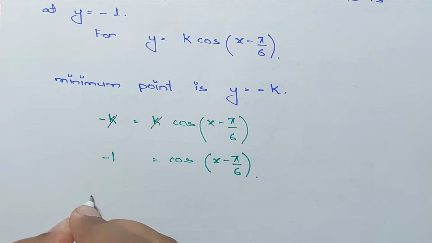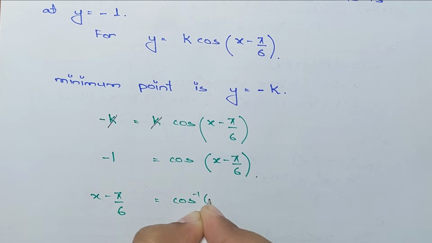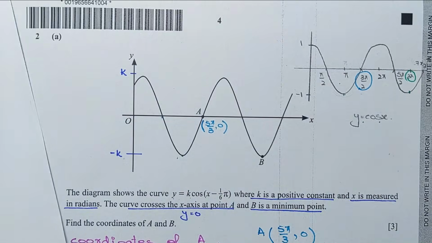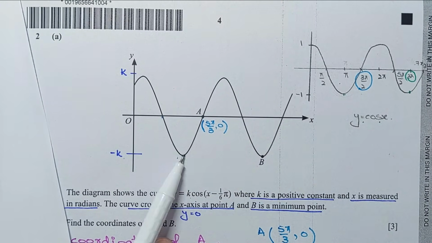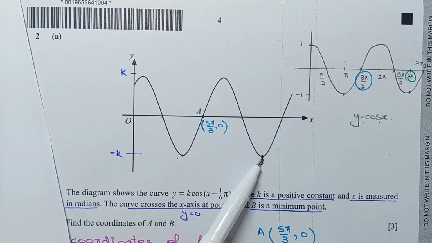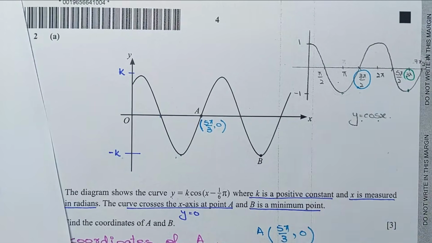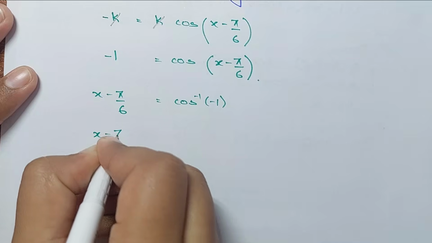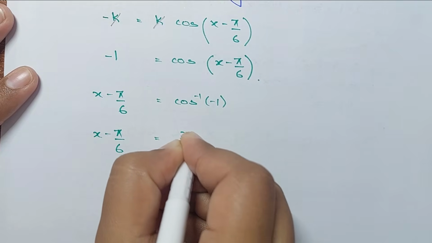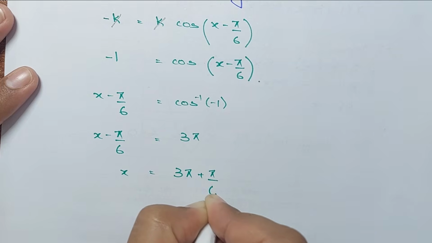Okay, so here we can say x minus pi by 6 would be cos inverse of negative 1, and cos is negative 1 again at pi and at 3 pi, right? Since this is the first minimum and this is the second minimum, we have to pick the second minimum from this curve, which is 3 pi. So cos is minus 1 at 3 pi. So x minus pi by 6 is equal to 3 pi. What is the x coordinate? Which is 3 pi plus pi by 6.